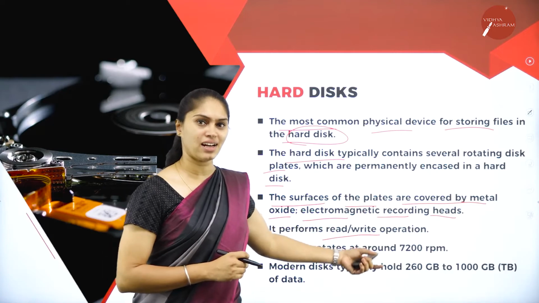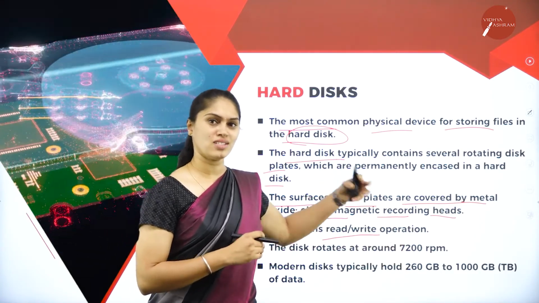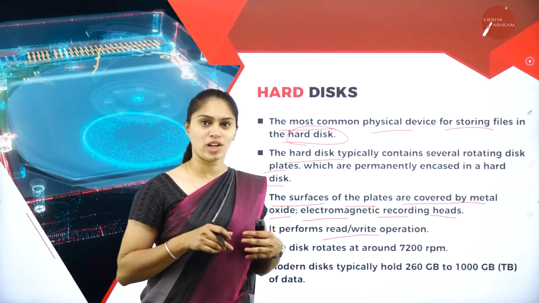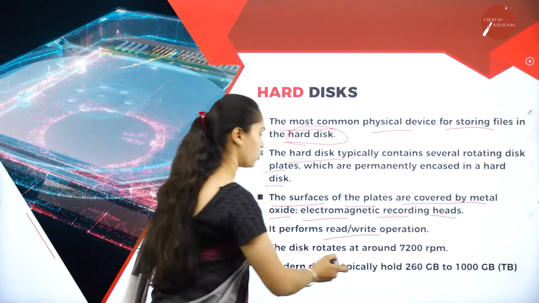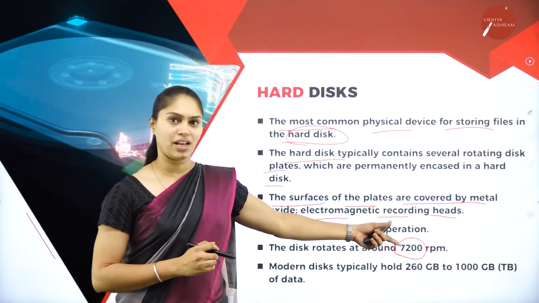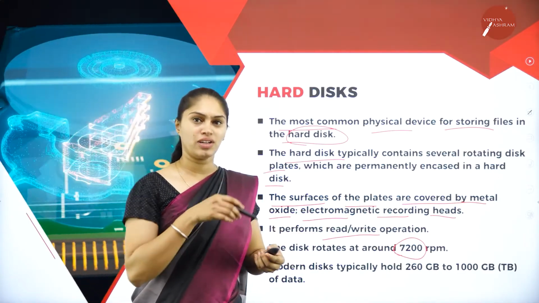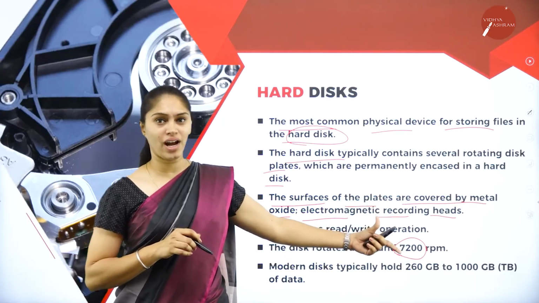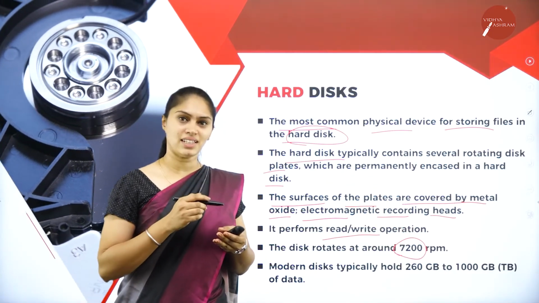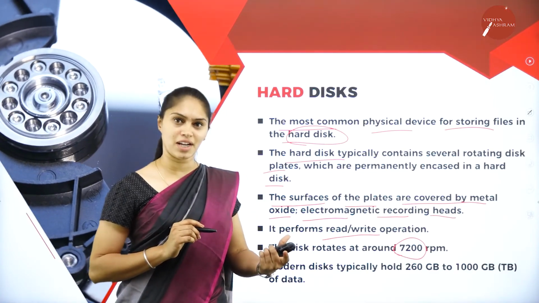Then how will be the revolutions per minute? It is the same as a magnetic disk, because this hard disk comes under magnetic disk. It will take around 7,200 revolutions per minute. So it will revolve 7,200 times per minute. When it is rotating, at that time we can perform read or write operations.